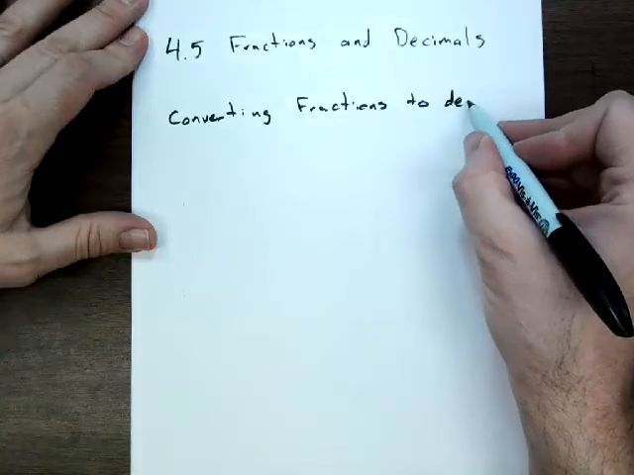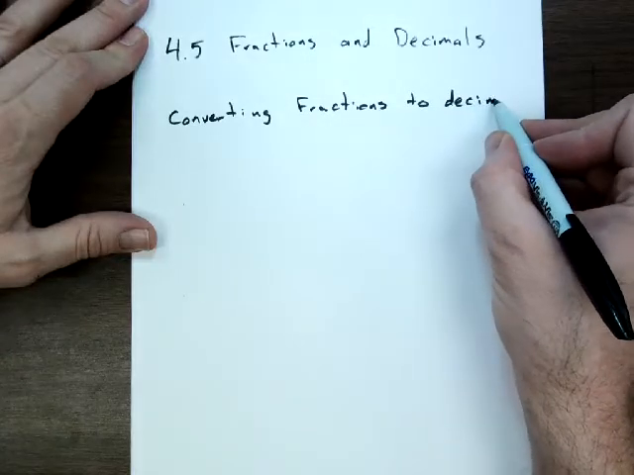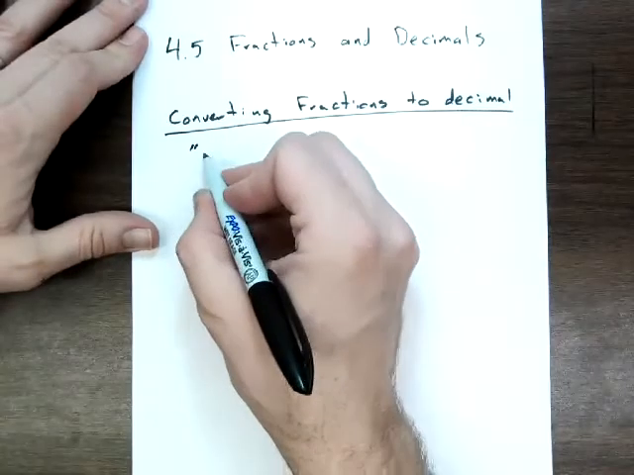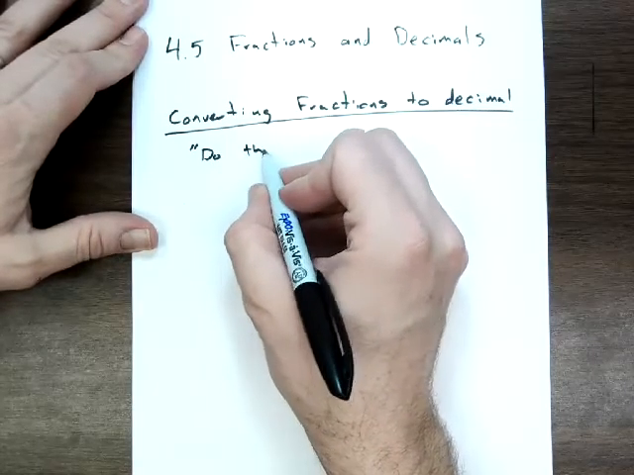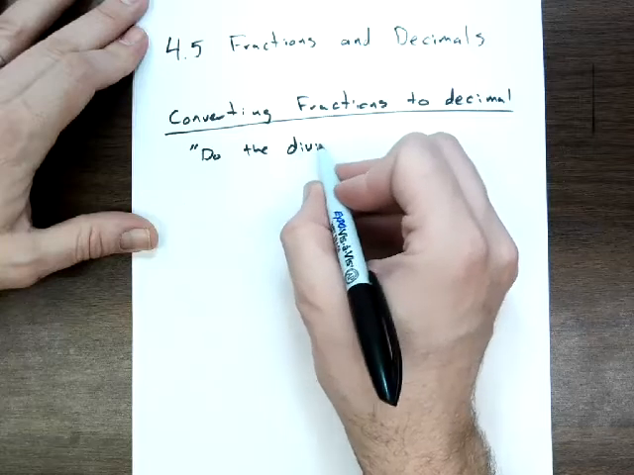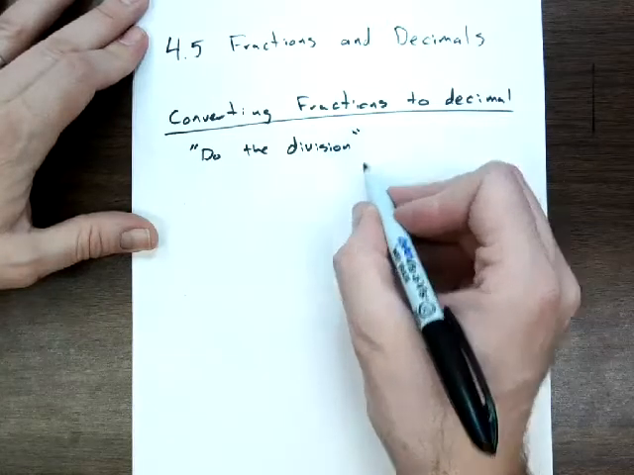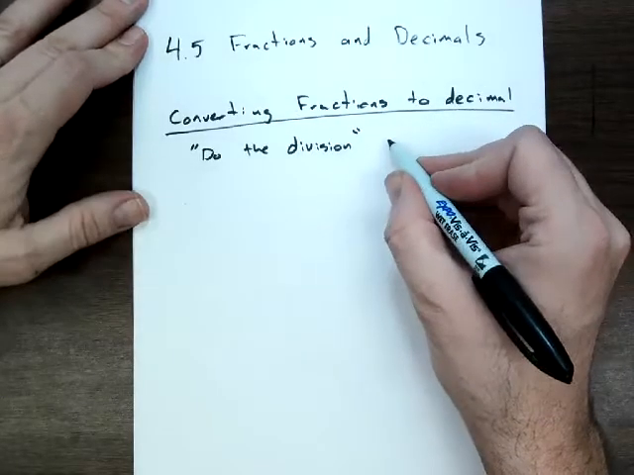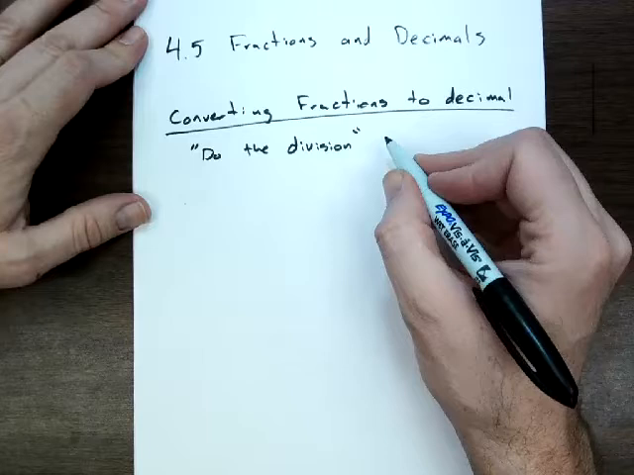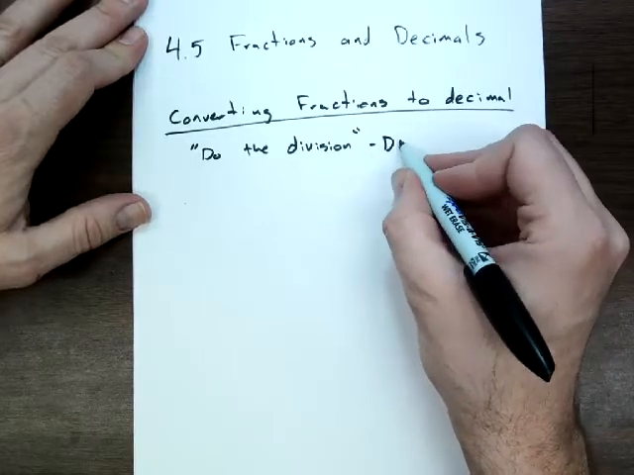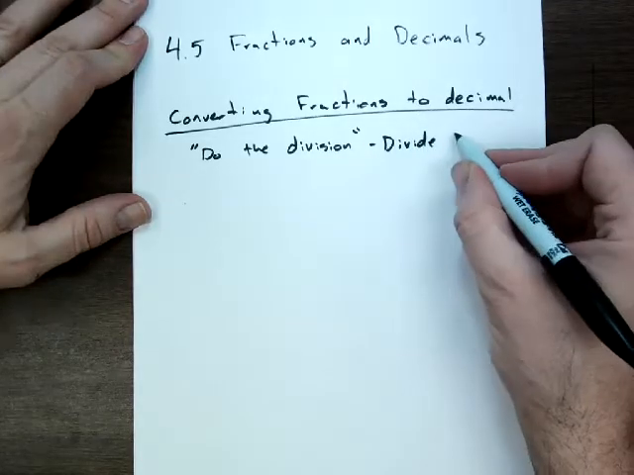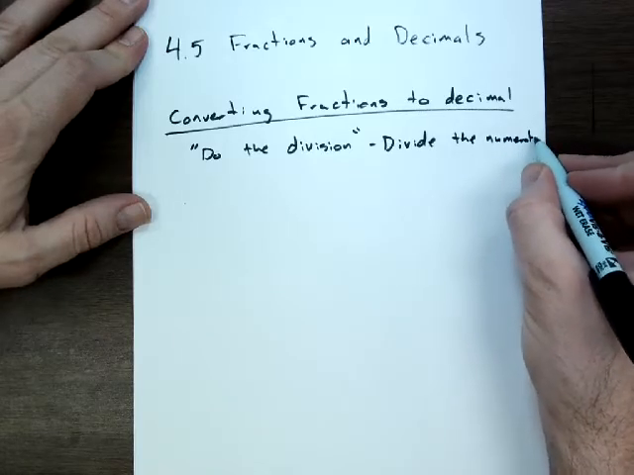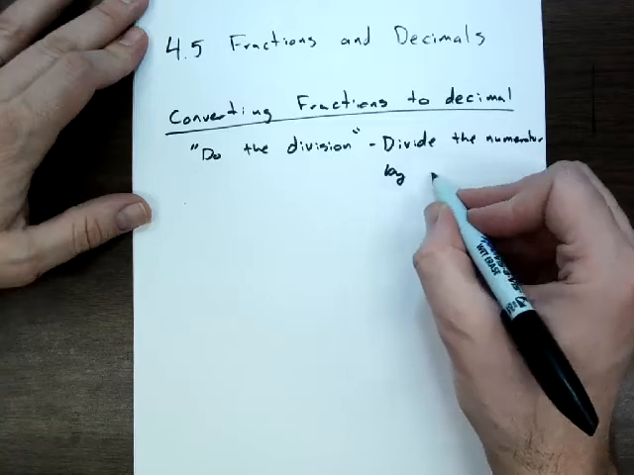And in order to convert a fraction into a decimal, we're just going to do the division. And when we do this, we're going to divide that top number by the bottom number. Always that. So we divide the numerator by the denominator.